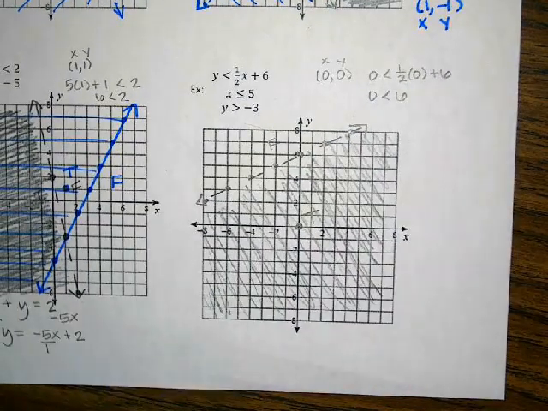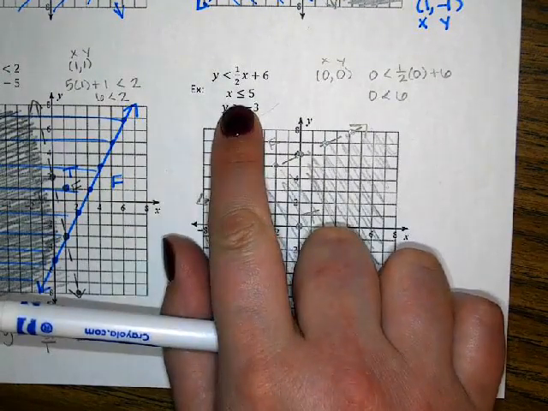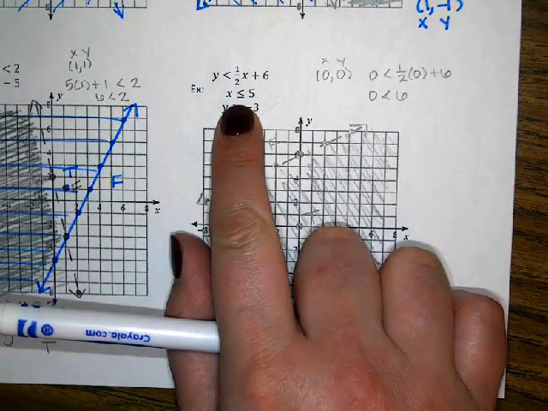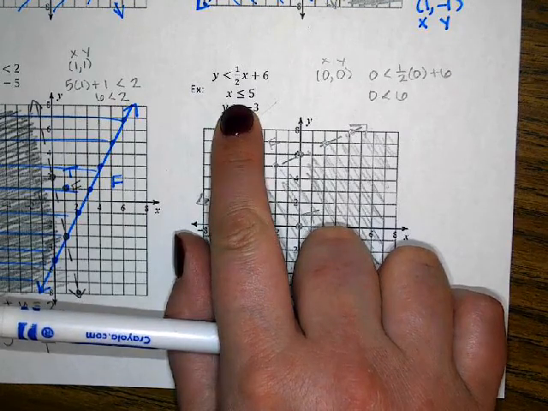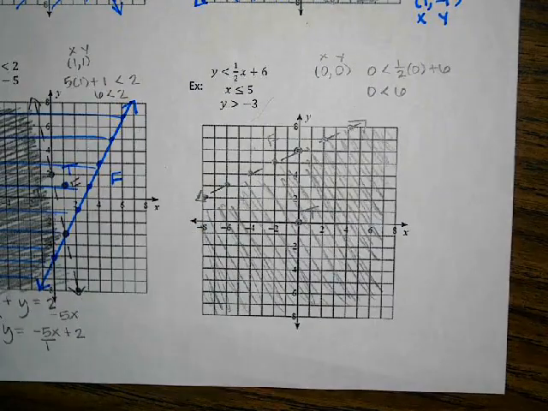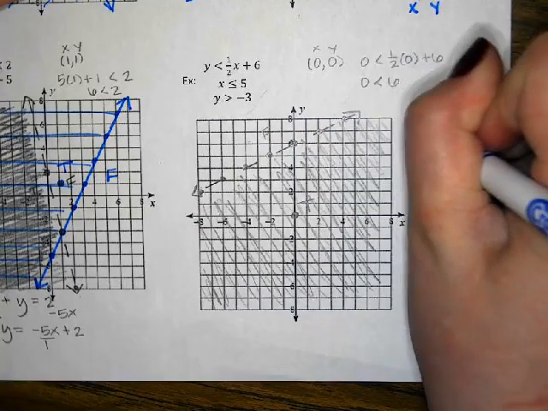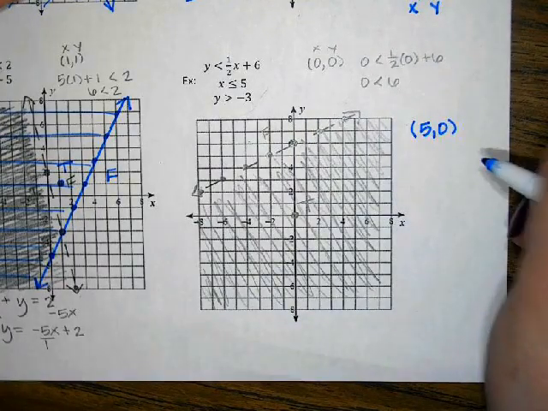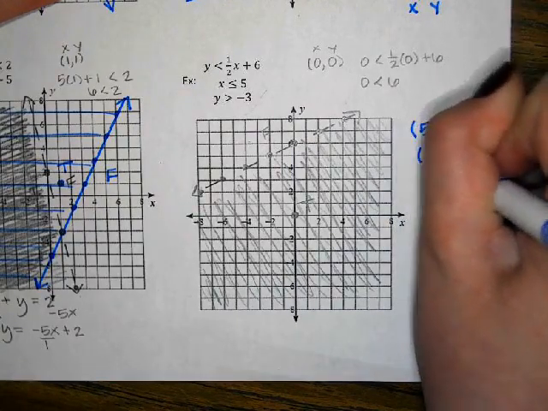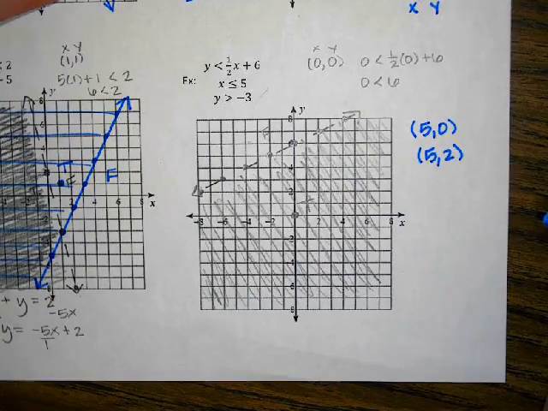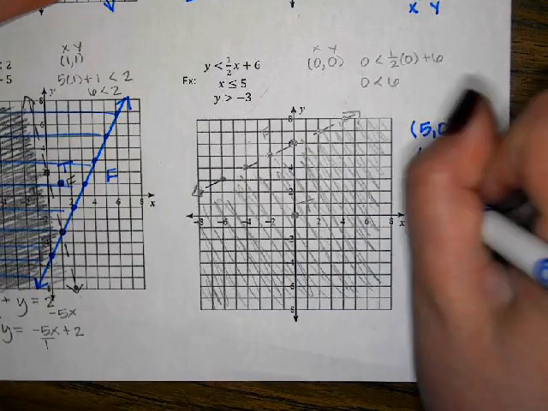Now for the second equation, what does that mean? The x coordinate is always 5. So I'm just going to write down some points. I've got the point 5, 0. What's another point I have? 5, 2. What's another point? 5, 8. How about some negatives? What's another point I have? 5, negative 6.